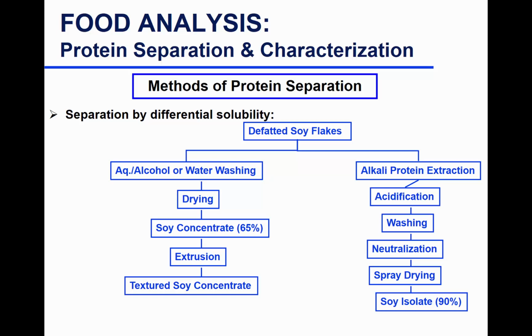You bring down the pH to the isoelectric point of the protein. Now the protein will precipitate, and everything else that is soluble in water will remain. So you purified it even further. You do a few washes to remove any residues, and neutralize, because you don't want to leave the protein at the isoelectric point. It will be non-functional. And then you spray dry, and you get an isolate of 90% protein or higher.